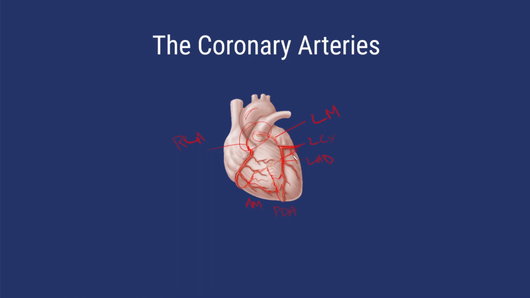The circumflex has its branches coming off like this. Those are OMs. The LAD has its branches, diags. And like that, now you're able to identify all these branches and everything. Now we'll go into this a lot more in depth when we start doing the 3D model and we start going to angiographic views.